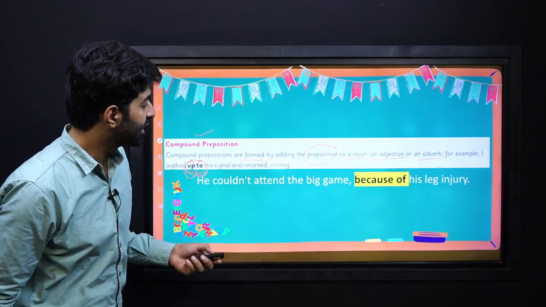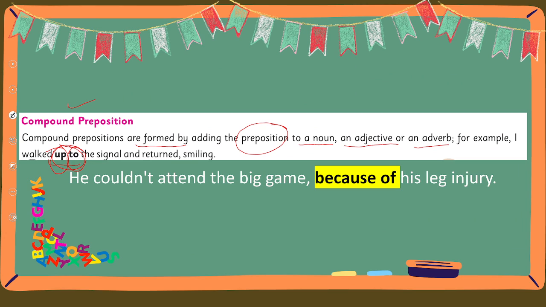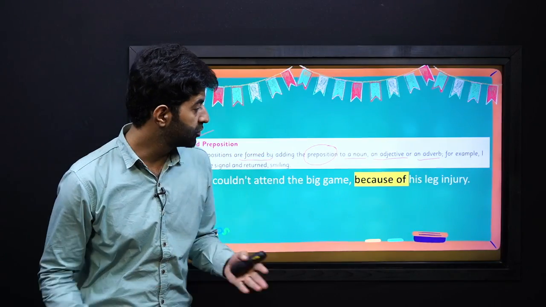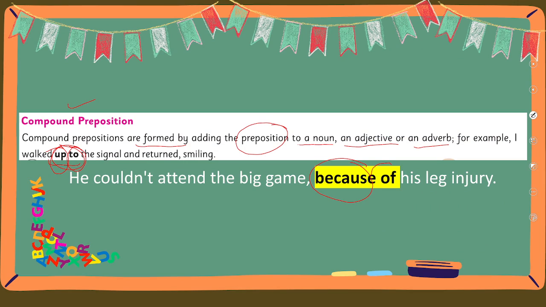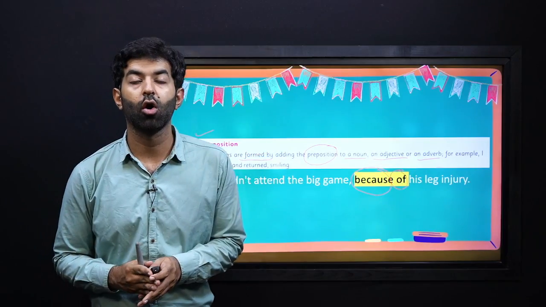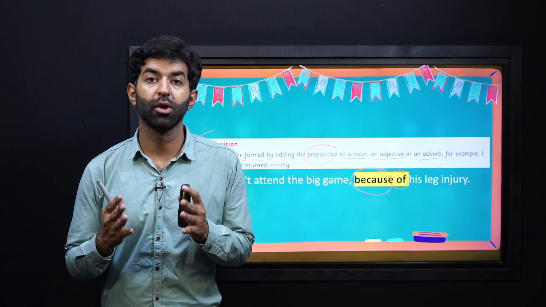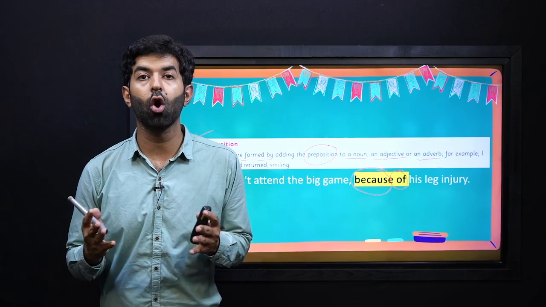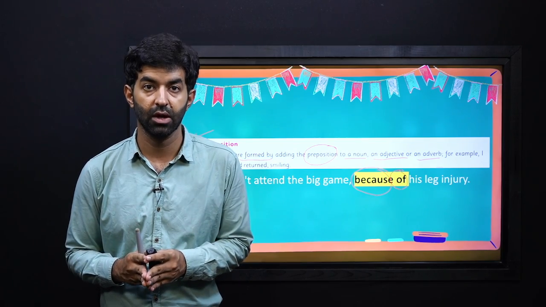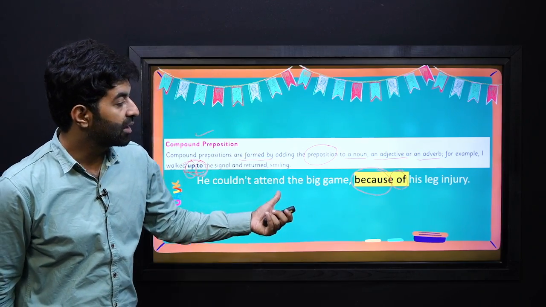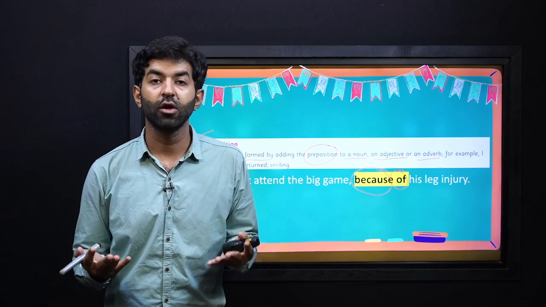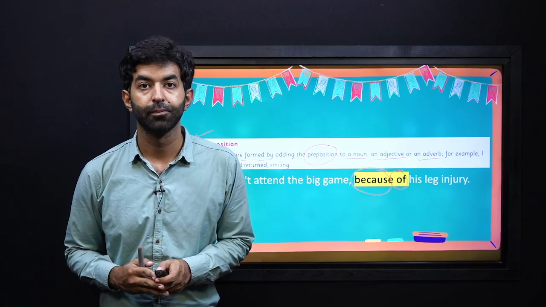If you look at this sentence, "He couldn't attend the big game because of his leg injury." Now, because and of, this is an example of a compound preposition. Because is a preposition and of is also a preposition. This is telling us a reason. He couldn't attend the big game. Why? Because of his leg injury.